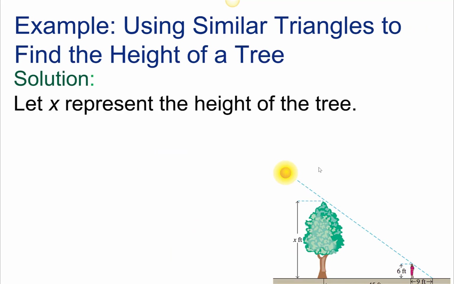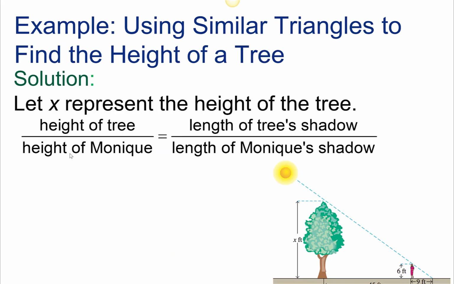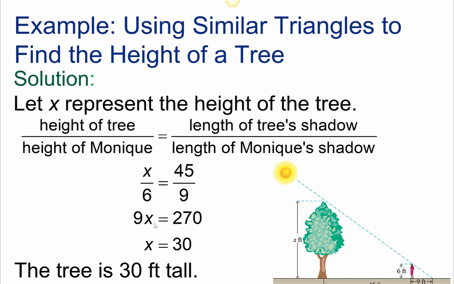So we're going to set this up as a proportion. The height of the tree to the height of Monique, x is to 6, is equal to the length of the tree shadow to the length of Monique's shadow, which is 45 to 9. We're going to cross multiply: 9x equals 270. Divide both sides by 9, and so the tree is 30 feet tall.